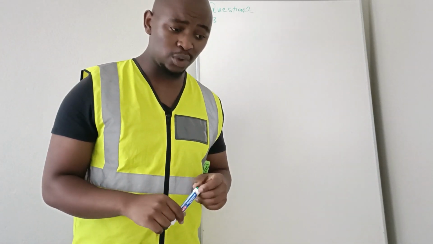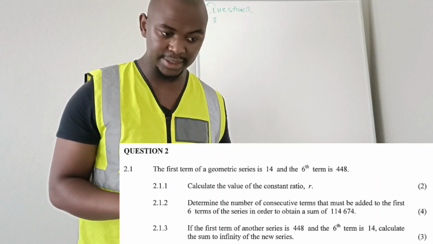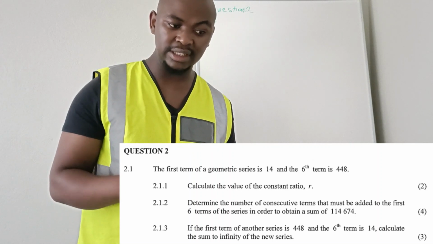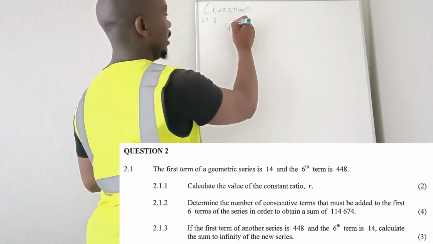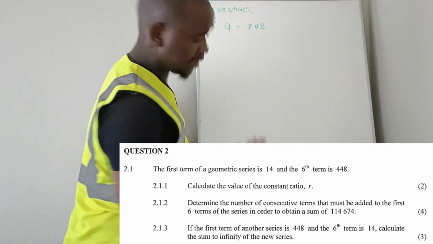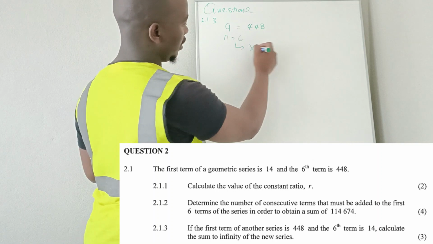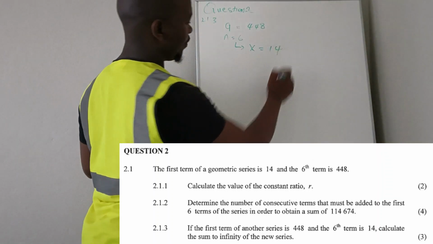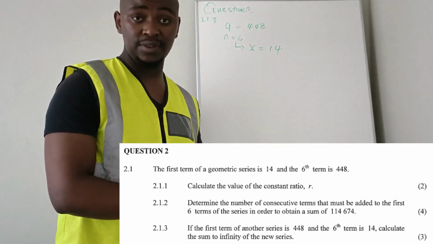The next question reads as follows. If the first term of another series is 448 and the sixth term is 14, calculate the sum to infinity of the new series. So a now is equal to 448, and they're saying that for n equals 6, we have the value x equals 14. So they're saying we must find the sum to infinity.